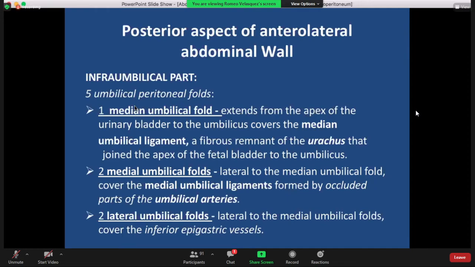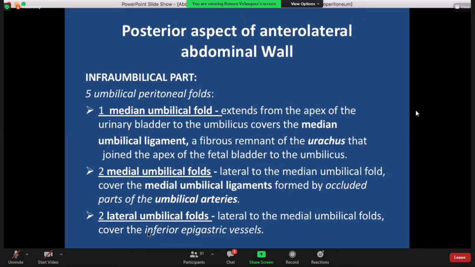The median umbilical fold is a remnant of the urachus, which joins the apex of the fetal bladder to the umbilicus. So that's the urachus. The only umbilical folds that contain a vital structure are your two lateral umbilical folds.